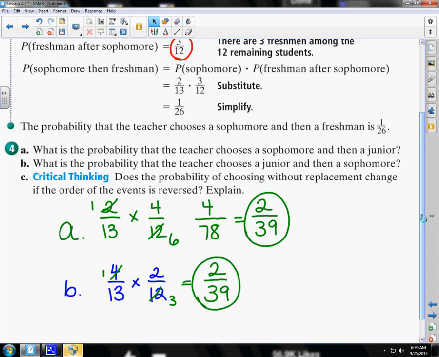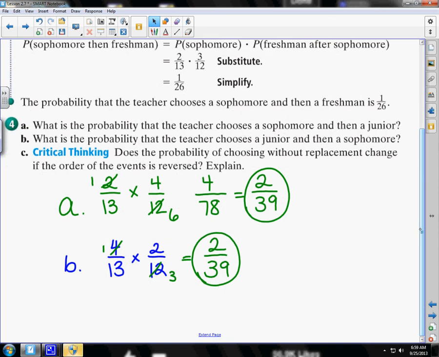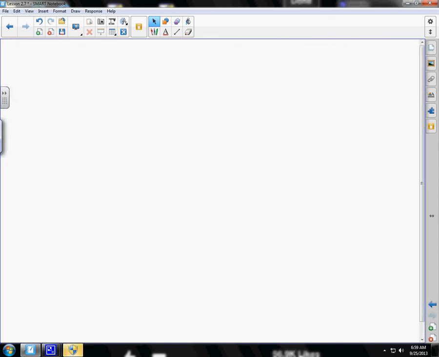Lastly, does the probability of choosing without replacement change if the order of events is reversed? Explain. So, does the probability change? Look at my 2 answers. They're the exact same, so it does not change if the order of events is reversed. It's the same thing. All right, that's it for your notes.